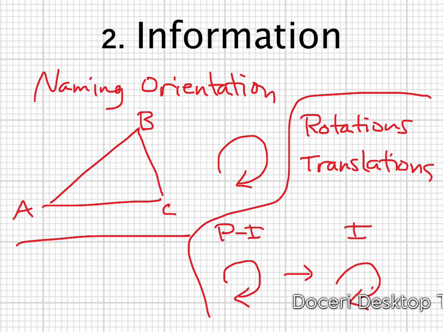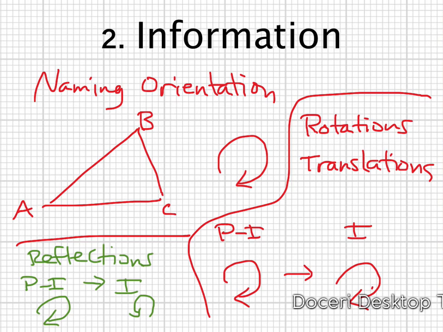However, for reflections, if your pre-image is labeled in a clockwise direction, when you reflect to your image, you go in a counterclockwise orientation. This is called reverse orientation. All this is telling me is I go in the opposite direction when I label my sides.